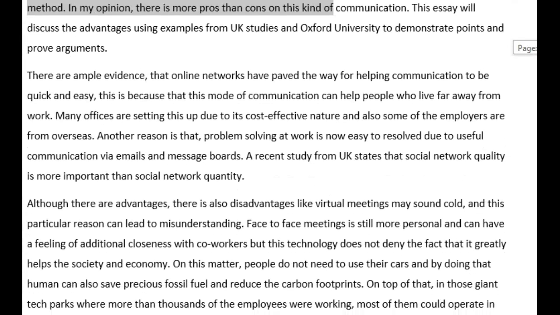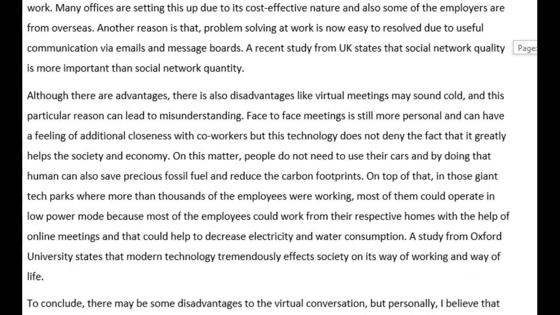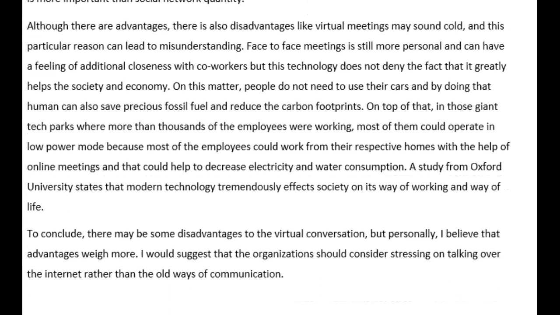Anyway, let's keep reading, and then I'll see if there is any other feedback I want to give you on that paragraph. Although there are advantages, what happened to the grammar here? There are also disadvantages, like virtual meetings may sound cold, and this particular reason can lead to misunderstanding. Face-to-face meetings are still more personal and can have a feeling of additional closeness with coworkers, but this technology does not deny the fact that it greatly helps the society and economy.